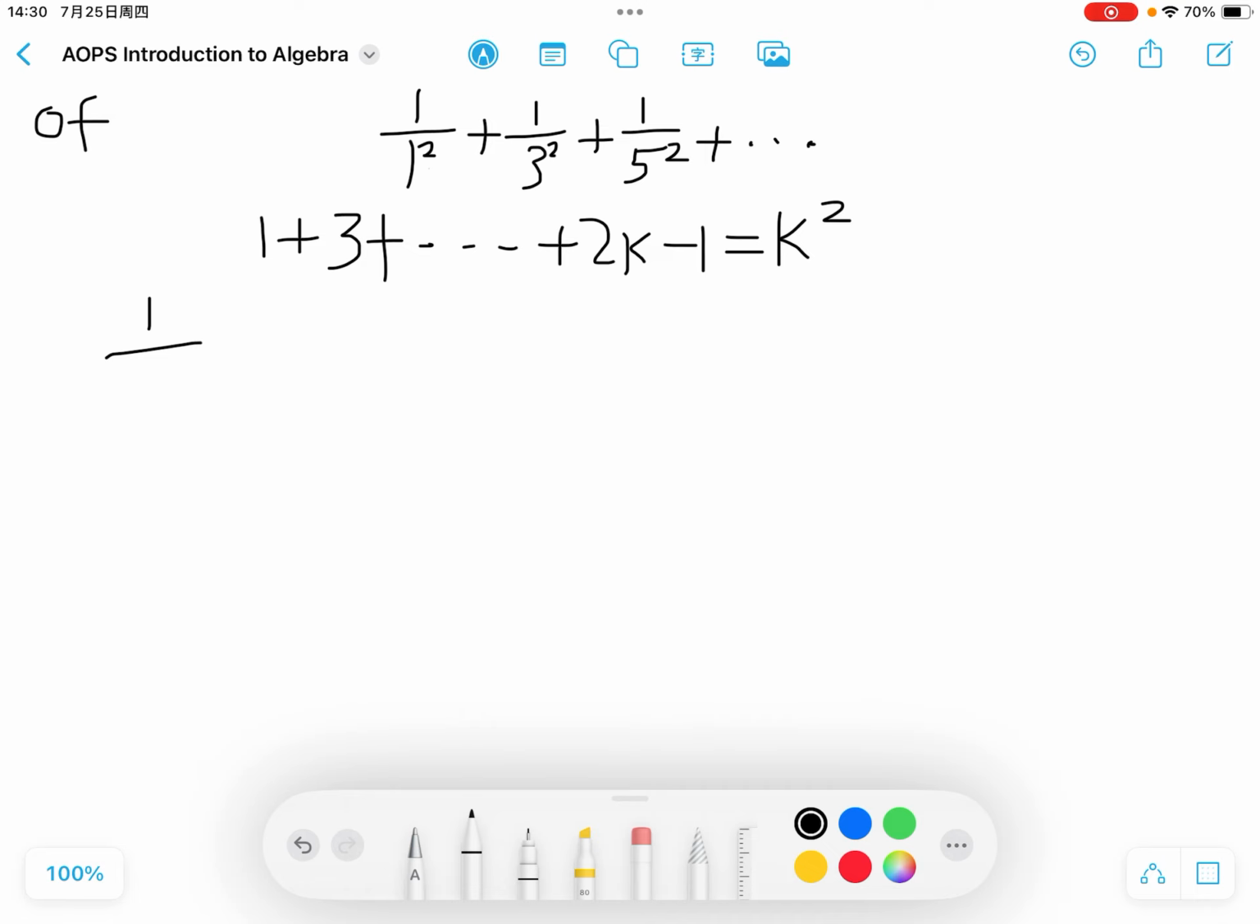So we have 1 over 1, plus 1 over 1 plus 3 plus 5, plus 1 over 1 plus 3 plus 5 plus 7 plus 9.